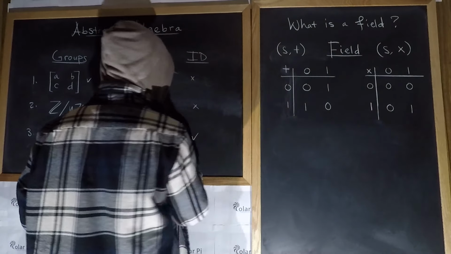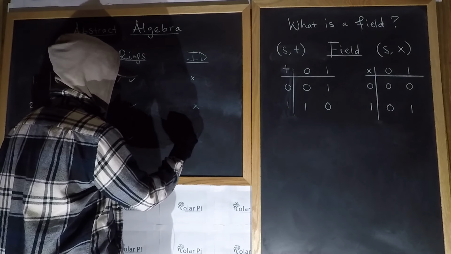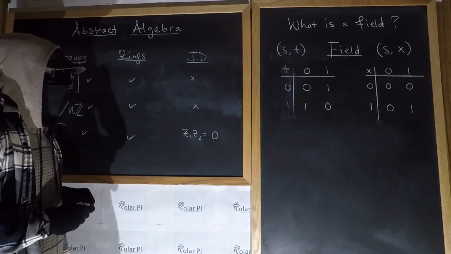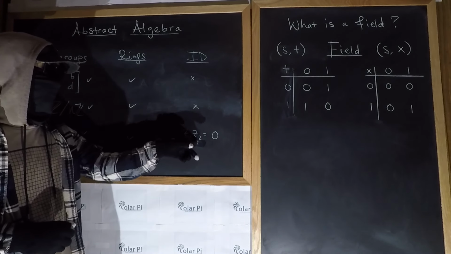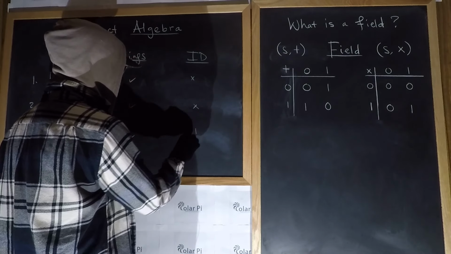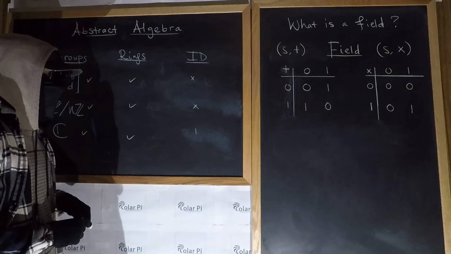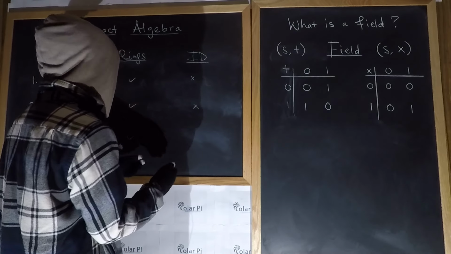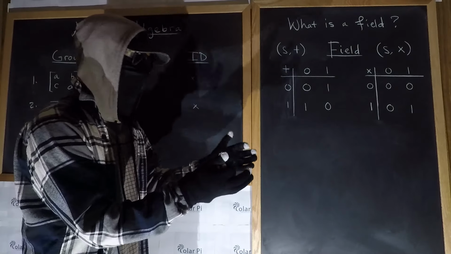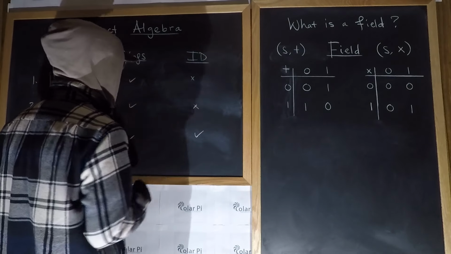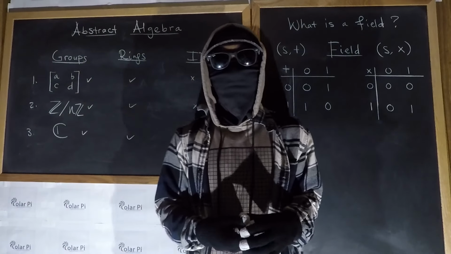Because if you have two complex numbers, z1 and z2, and you multiply them, the only way to get to 0 is if either z1 is 0 or z2 is 0. Of course, the number 1 acts like the multiplicative identity, and complex number multiplication is commutative. So the complex numbers do form an integral domain.